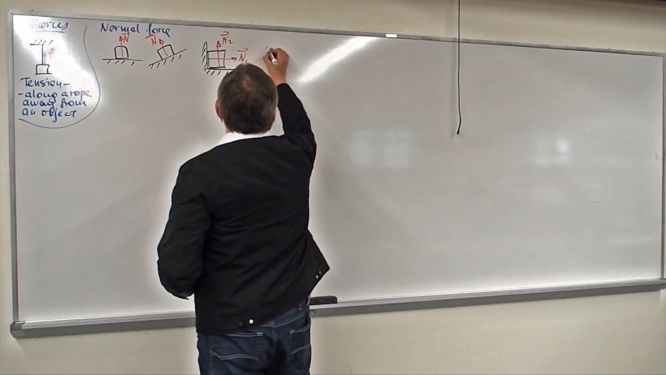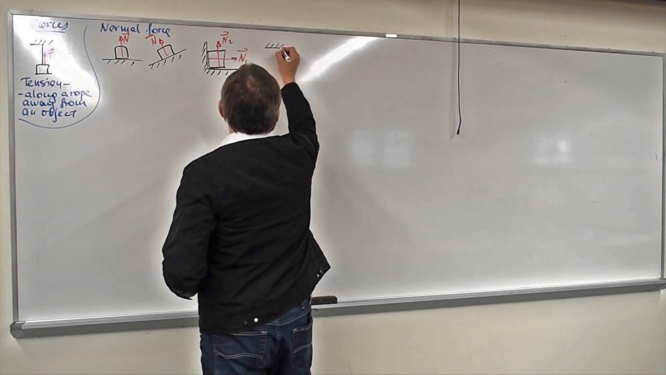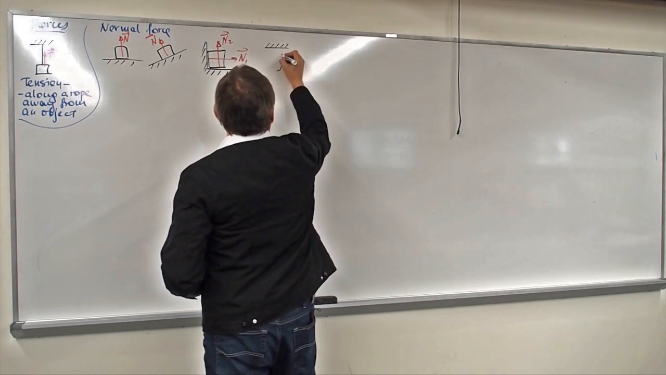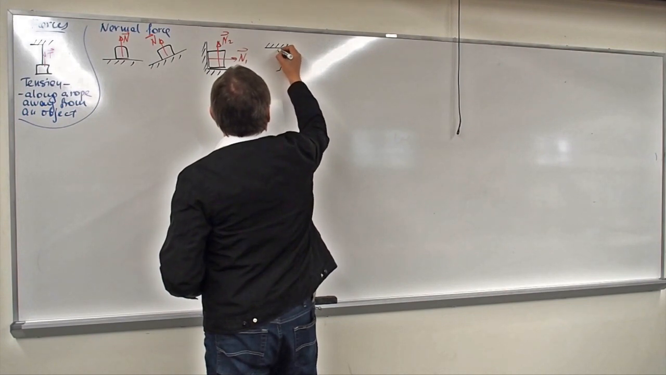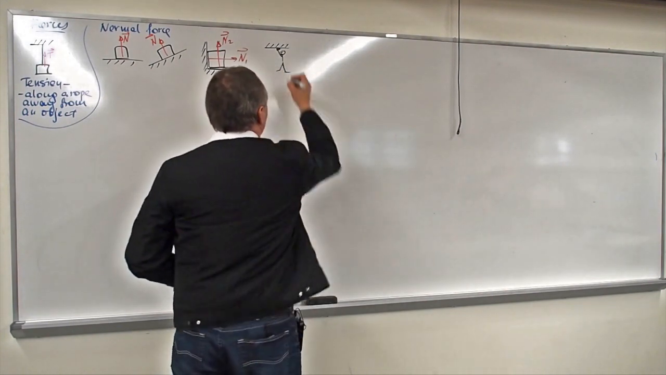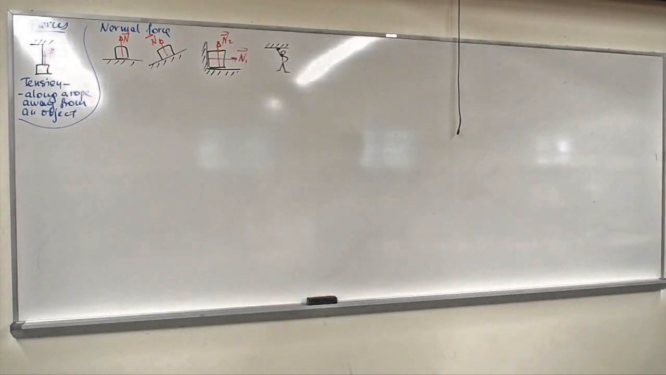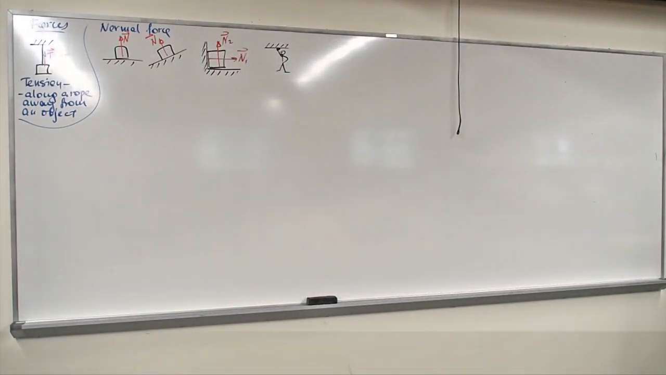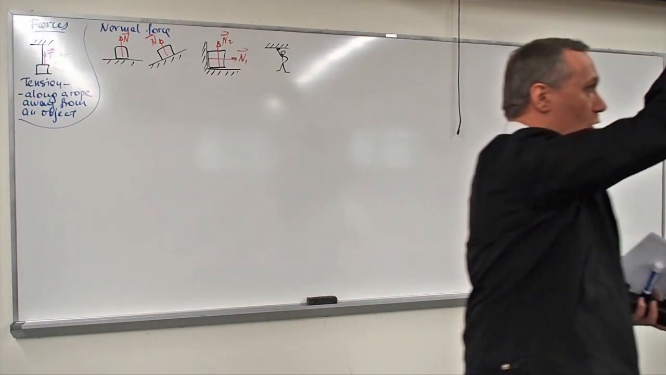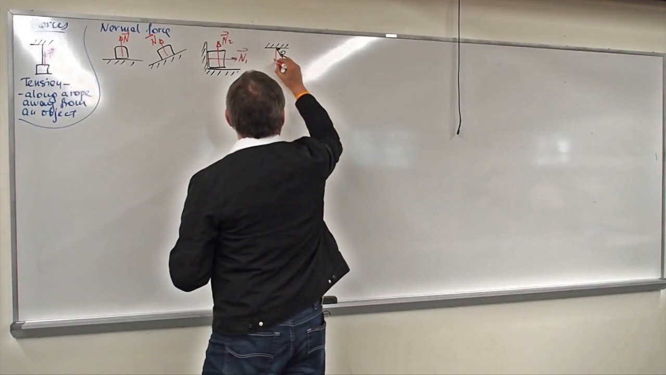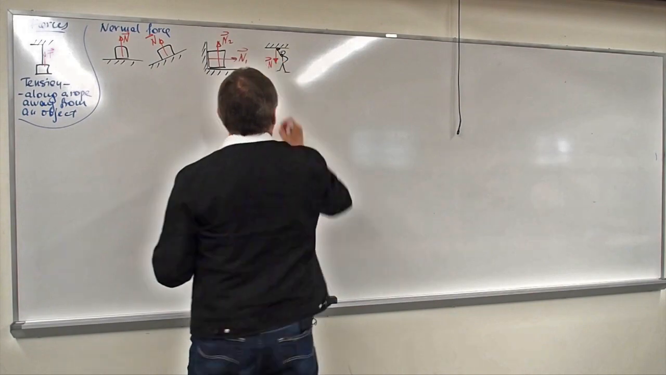Or if you have, for example, this situation, let's say this is a ceiling, and a person tall enough to touch that ceiling with their hand. Now the direction of the normal force is downward, perpendicular to the surface. It's like if I could touch the ceiling, there would be a normal force pointing down. So in this case, there will be a normal force downward.